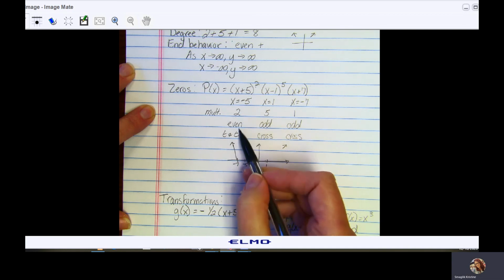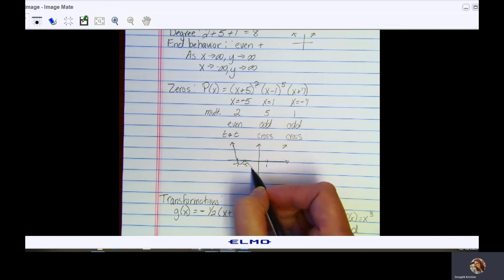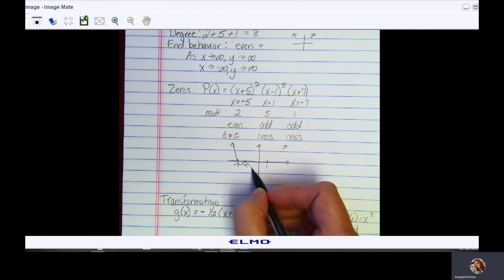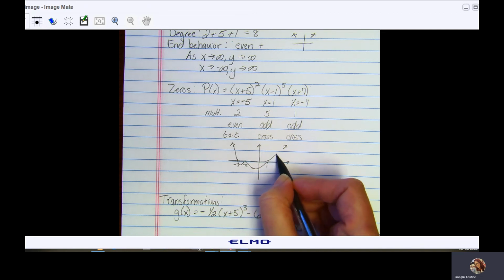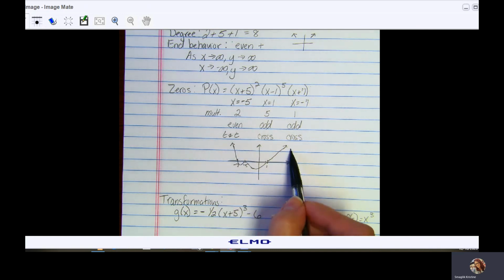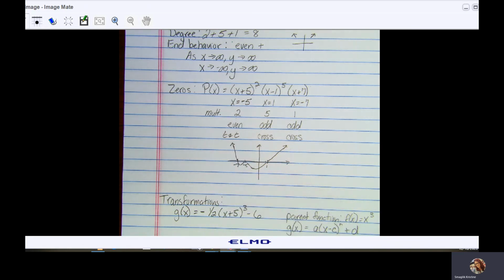When x is -5, it's going to do a touch and turn. So it's going to come down, come back up, hit -5, and then come back down. Now at x is 1, it's odd, so it's going to cross. Somewhere, it doesn't matter where you put it on your graph, we're just doing a rough sketch, it's going to turn back around, it has to cross through 1, and it'll meet your end behavior. This by no means is going to be a precise graph. What's important here is that we recognize the end behavior and the behavior of the graph at the zeros of the function.